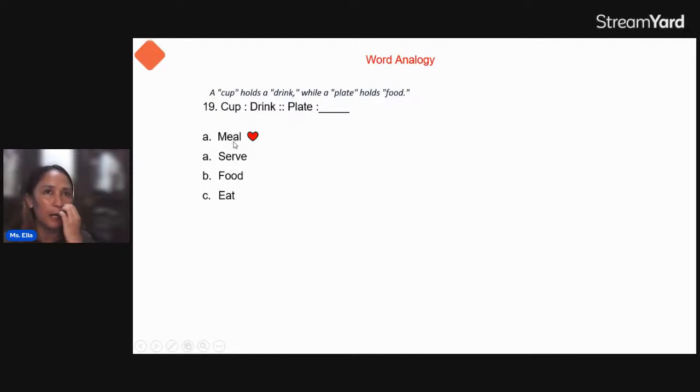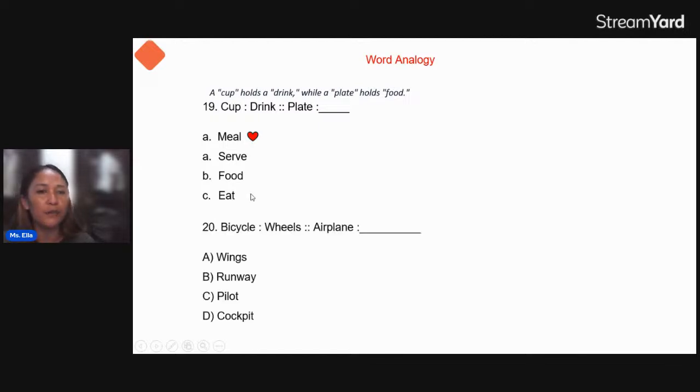Meal is more like a term used for breakfast, lunch, and dinner. Now food is the specific one. Food is what we put on our plate. Okay, next, number 20. Bicycle is to wheels, airplane is to blank. Is it A, wings? B, runway? C, pilot? Or D, cockpit?